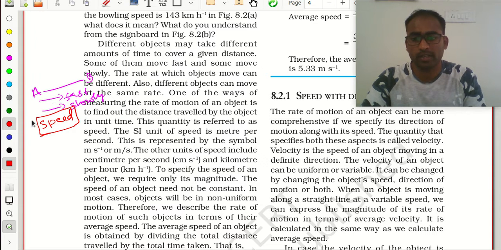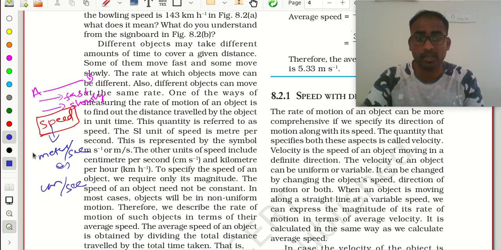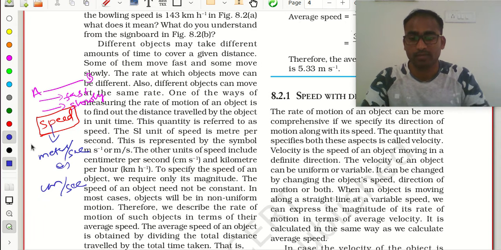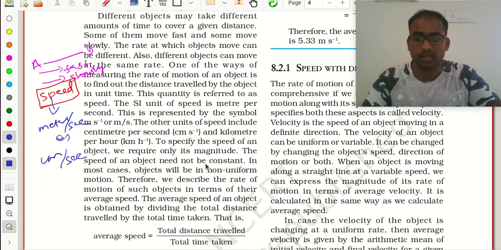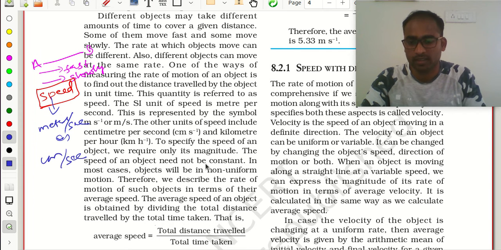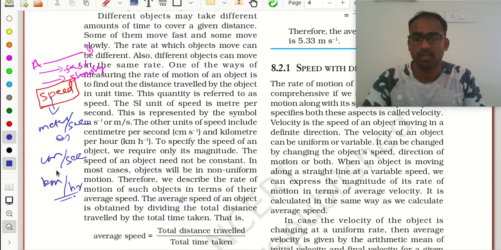So what is the unit of this speed? Meter per second, or centimeter per second, or next, kilometer per hour. These are the units of speed.